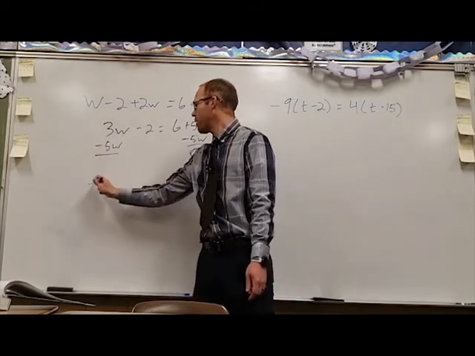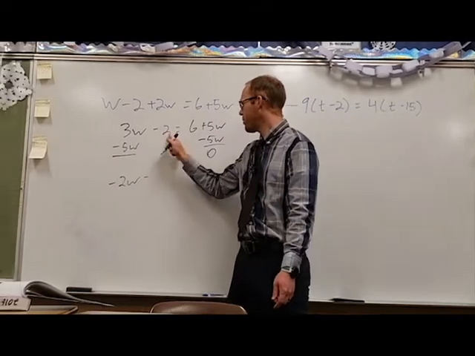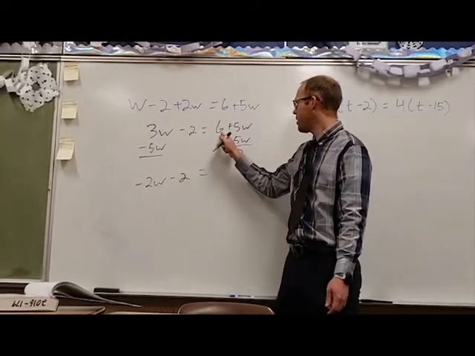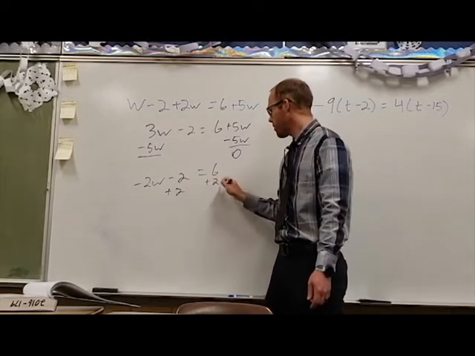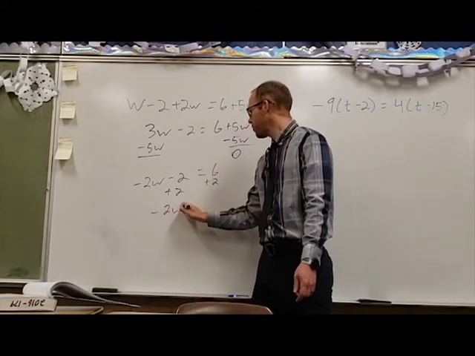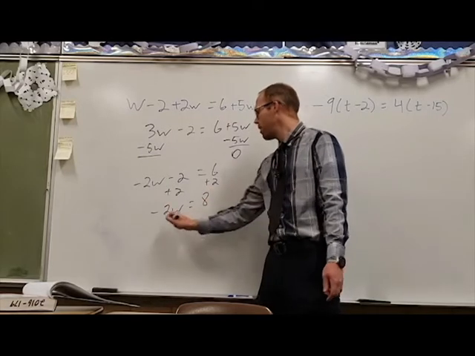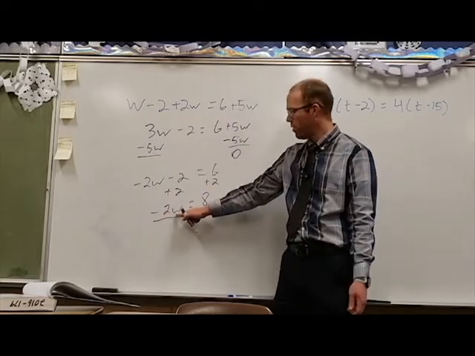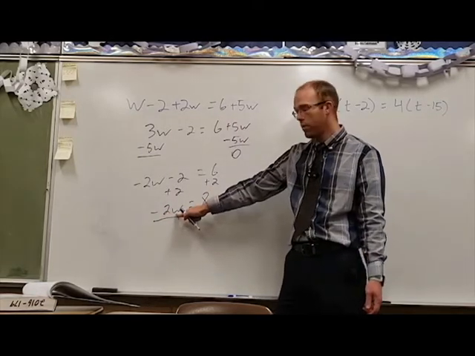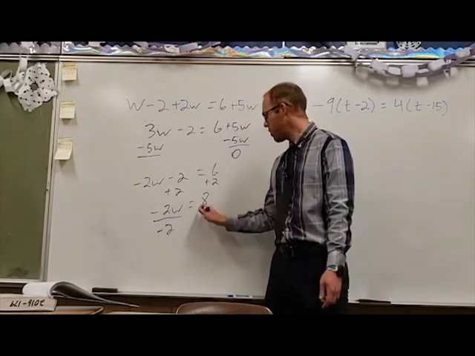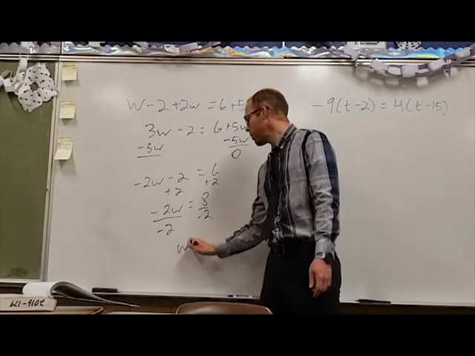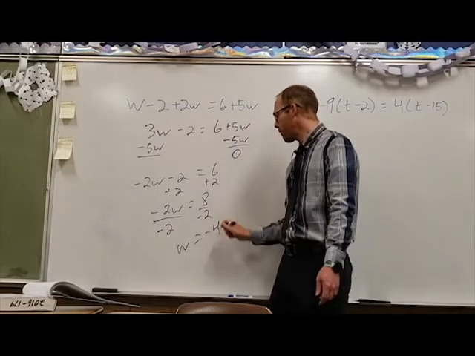That gives us negative 2W. We still have this minus 2, and still have the 6 over here. Let's add the 2 to get those like terms together. That's negative 2W equals 8. And now we will divide because we do want to leave the W by itself right there. So we'll divide by negative 2 to undo that multiplication, and we get W equals negative 4.